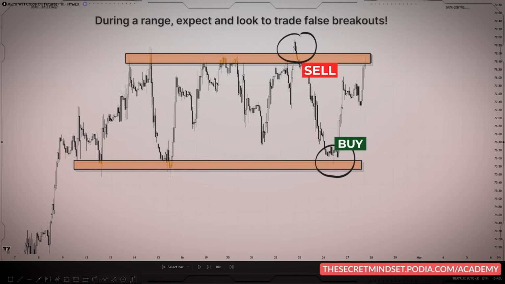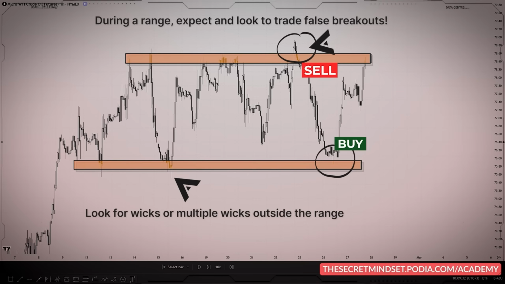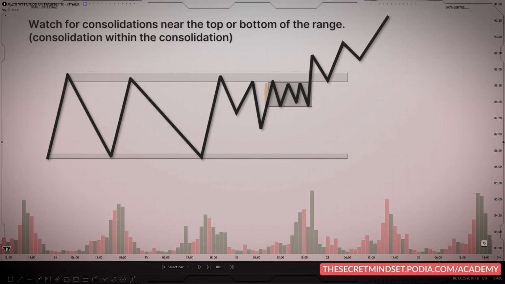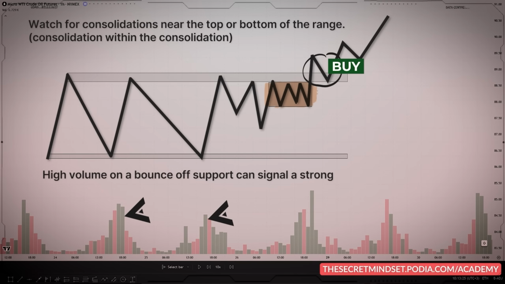Be cautious of false breakouts. Price often pokes above resistance or below support, only to reverse. Look for wicks or multiple wicks outside the range. Watch for consolidations near the top or bottom of the range. A consolidation within the consolidation. If price forms a tight range, it can signal a potential breakout. Of course, use volume. High volume on a bounce off support can signal a strong move. Low volume might mean the move is weak.